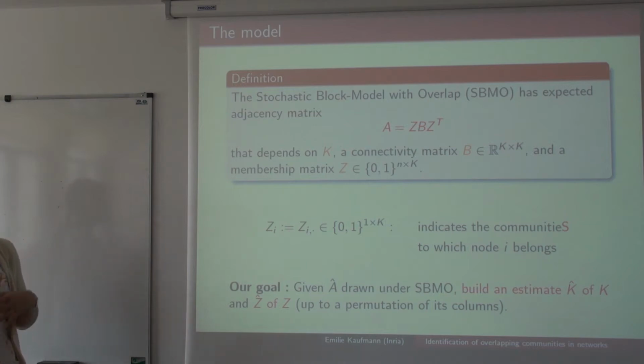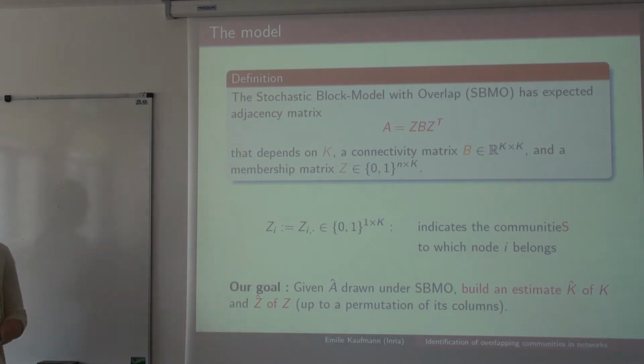But this time, the membership matrix will be any matrix in {0,1}^(n×K). In other words, we don't force each row to have only one 1. Now the i-th row of matrix Z, which we will often denote by Z_i, will be an indicator vector indicating the different communities to which each node belongs.